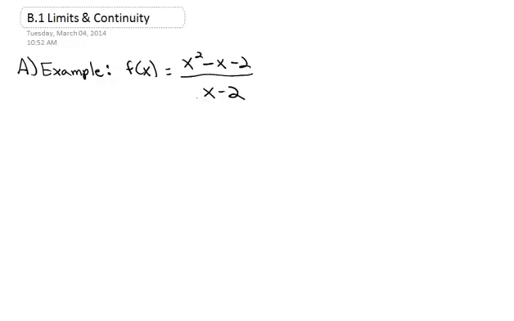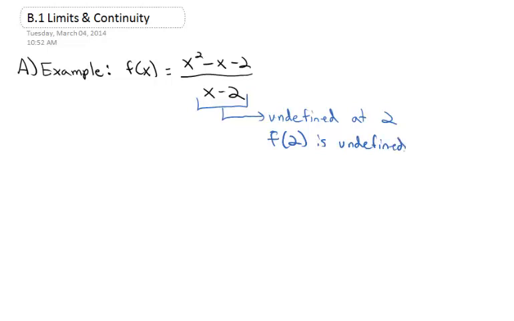And one thing you might notice about this function, looking at the denominator, is you can tell that it is undefined at 2. In other words, f of 2 is undefined. Because if we were to plug 2 into this fraction, we would end up with a 0 in the denominator, and that's not acceptable.